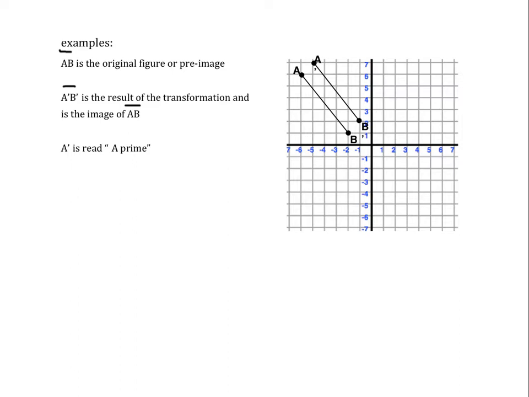So if we think about this transformation going from point A to point A prime, we go to the right one and then up one. So our transformation would be right one, up one. So really what's happening is that we're adding 1 to the x value, we're adding 1 to the y value. So this is our rule for this one.